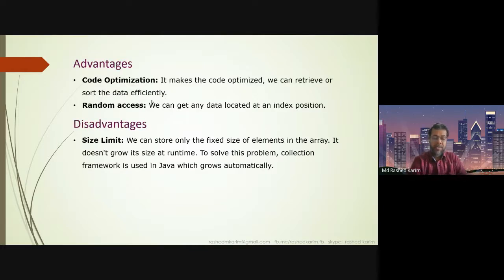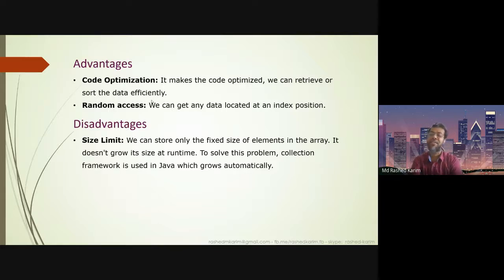What's the advantage? Code optimization. It makes the code optimized, because I can use only one name for multiple storage locations of the same type, so it will be a little bit handy. It can have random access. That means I can read the data by using the index number, so I don't have to go through the path from 0 to 9. I can go exactly to the location I am asking for. Understand? This is the advantage.